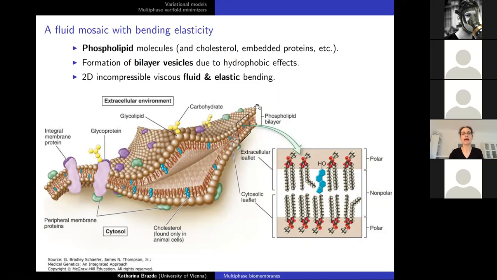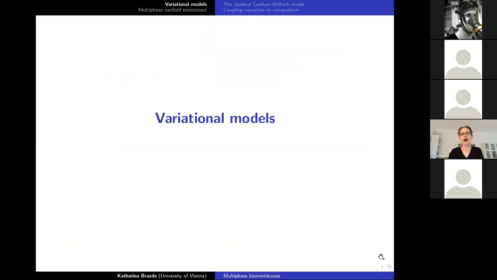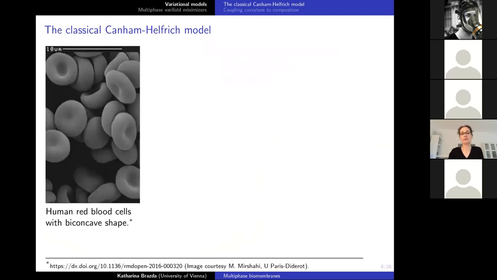And from a physical or continuum mechanical perspective, these are very interesting materials because they behave in plane like a two-dimensional incompressible viscous fluid, but out of plane, they show bending elasticity effects. And this is nice because they combine fluid mechanics and elasticity. So now let's come to the variational models that explain the shapes of these biomembranes.